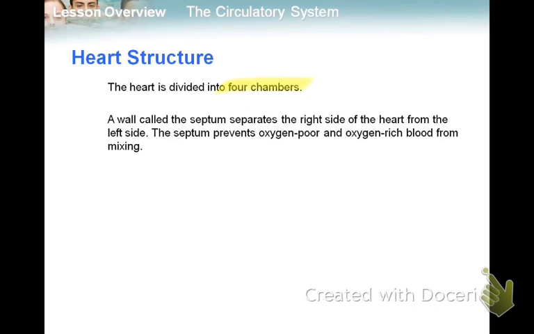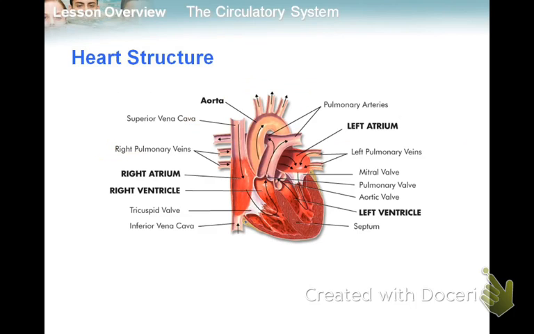There are 4 chambers to the heart. A wall called the septum keeps the right side of the heart from the left side of the heart. That prevents oxygen-poor and oxygen-rich blood from mixing. Here's a diagram of the heart. Get to know this diagram.